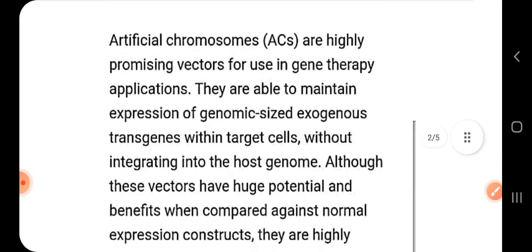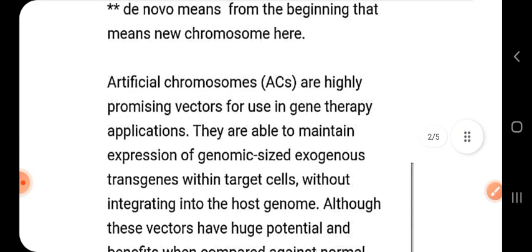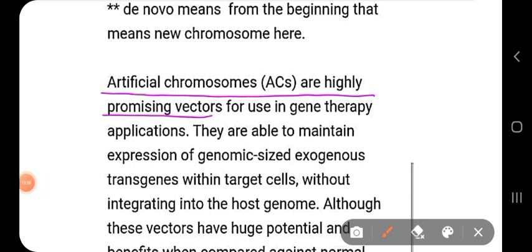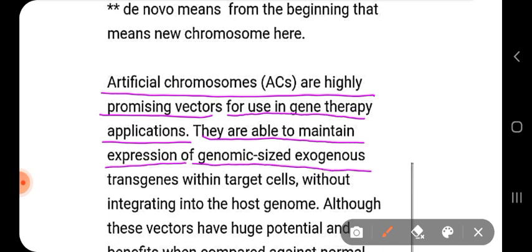Now artificial chromosomes are highly promising vectors. So here, instead of using a virus as a vector, as we have discussed previously with retrovirus, artificial chromosomes can be employed as a carrier molecule for use in gene therapy applications. They are able to maintain expression of genome-sized exogenous transgenes within the target cell. So with the help of artificial chromosomes, we are able to express our desirable genes.